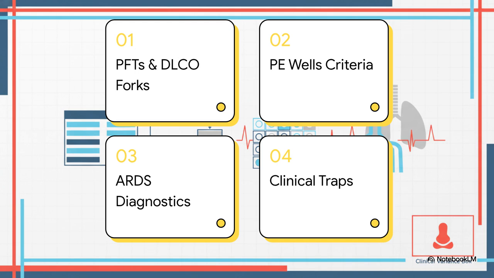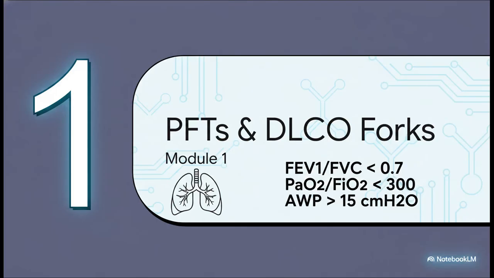Here's our roadmap. We've got PFT and DLCO forks, the PE Wells criteria, ARDS diagnostics, and finally, we'll wrap up with some absolute clinical traps to avoid. All right, Module 1, PFT dissection and DLCO forks.